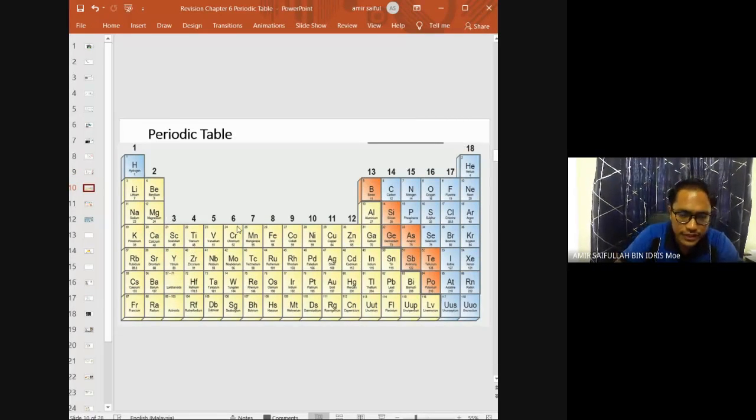So this is the periodic table where you have all the 118 elements. These elements are different because their atomic mass is different from each other, and their proton numbers are all different. Hydrogen has only one atomic mass. Helium 4, lithium 7. You see, as it goes down, the atomic mass gets heavier and heavier.